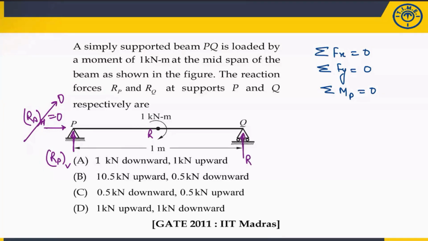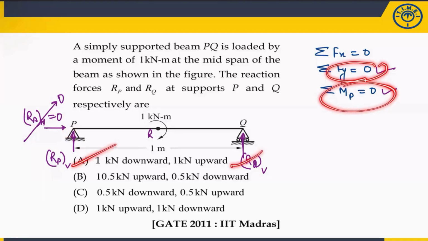Here there will be only one vertical reaction at Q because of the roller support, RQ vertical. So these two equations are there. You take the moment about point P, and the summation of force in Y direction, and you will get the answer. I have already given the hint. Just try to solve. Use equations 2 and 3, and if you are getting the answer, please tell me what the correct answer is.